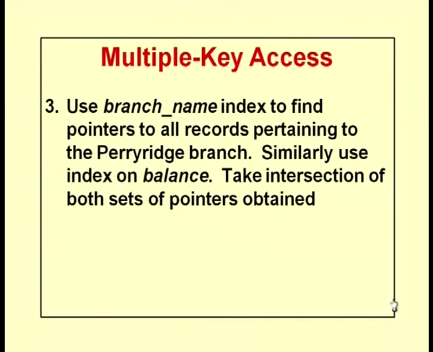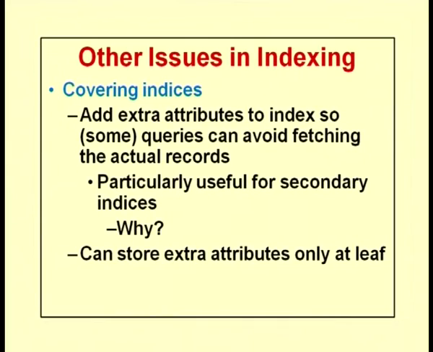Depending upon what types of queries your database is likely to face very often, you have to design the indices accordingly. You can have multiple indices, the only problem is the space constraint. Another thing is what are called covering indices. You add extra attributes to the index so that queries can avoid fetching the actual records, which is particularly useful for secondary indices.